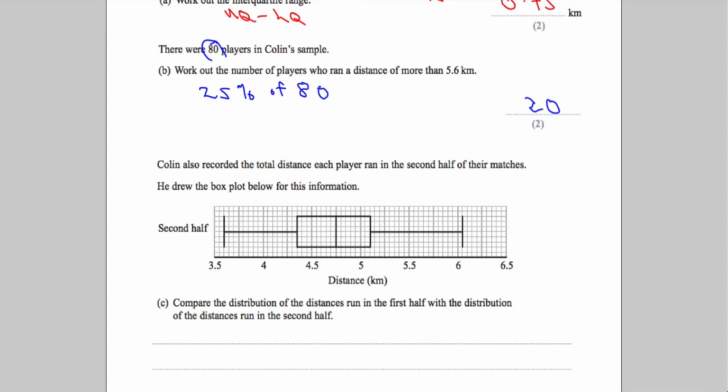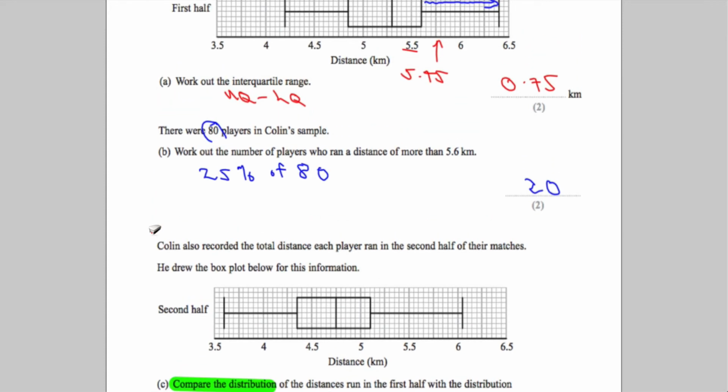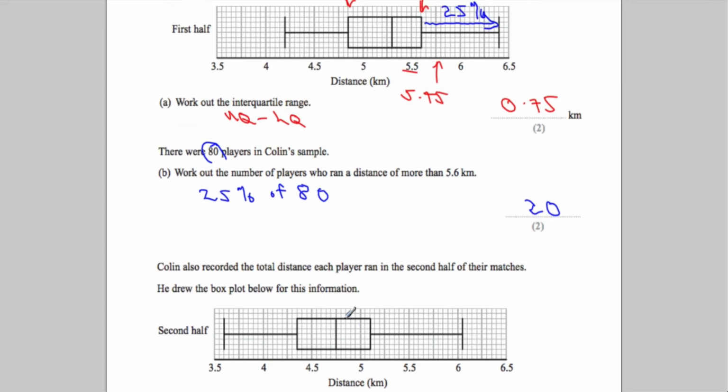Now this question comes up virtually every paper where we're asked to do some sort of comparison. When you see that word compare, comparing the distribution, you always talk about two things. You've got to compare an average and you've got to compare a measure of spread. Now, the average in this case that we're going to compare is the median. So there is the average distance ran by the players in the second half, and up here is the average distance ran in the first half.